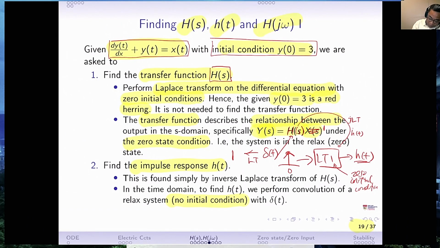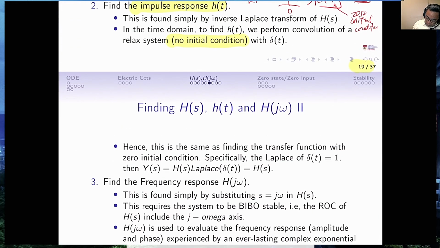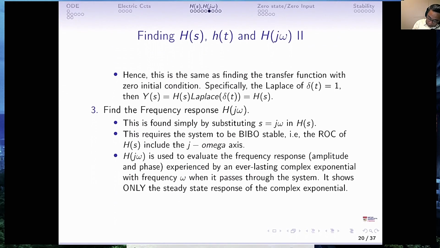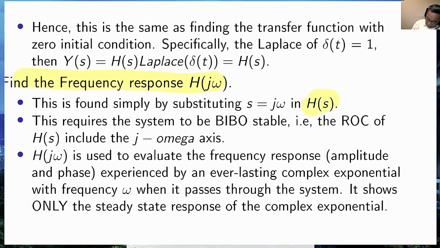We have just discussed H(s) and h(t). Now, let's go to the next page, and we will continue to discuss how to find the frequency response. Simply, once we have H(s), all we need to do is to substitute s equals j omega.